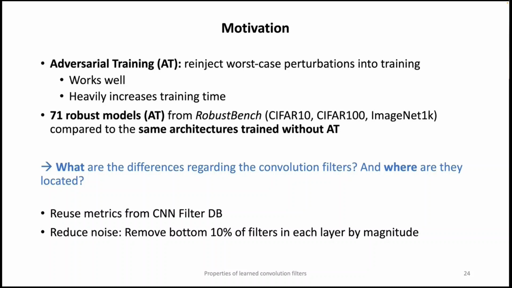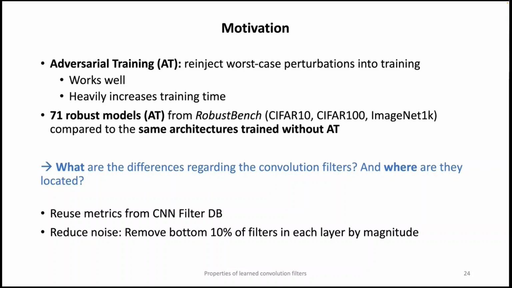There is actually a common benchmark, which is called RobustBench. It benchmarks robust models on CIFAR-10, CIFAR-100, and ImageNet against each other. We downloaded 71 of those checkpoints, extracted the architecture, trained the same architectures without adversarial training, and compared the differences in the convolution filters. We wanted to understand what the differences are, and again, where they are located.